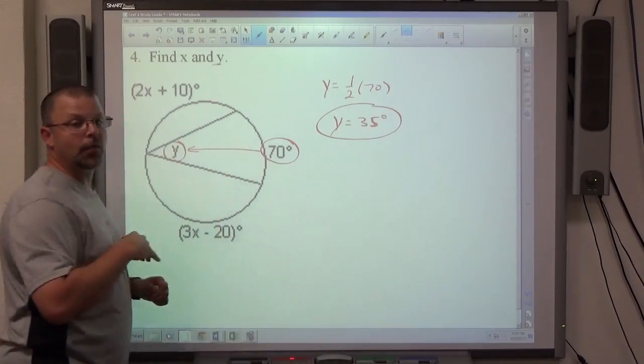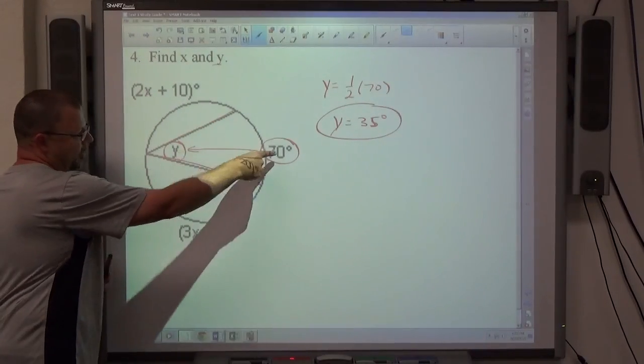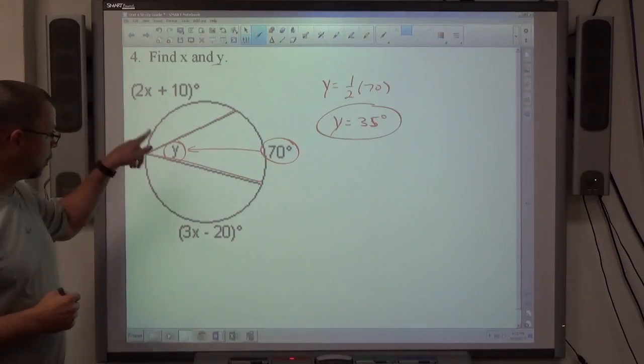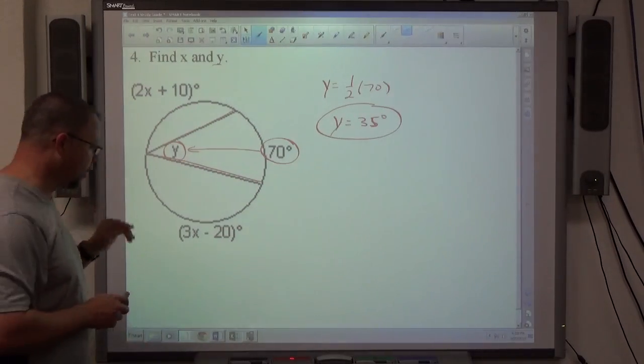I don't need to know any other information to figure out y. I've got an inscribed angle. I've got an intercepted arc. That's twice as big as this, so divide that by 2 to get y. On the test, you're going to have a y sitting right there. You're going to have an angle right there that you have to divide by 2. Okay, don't mess up on y.